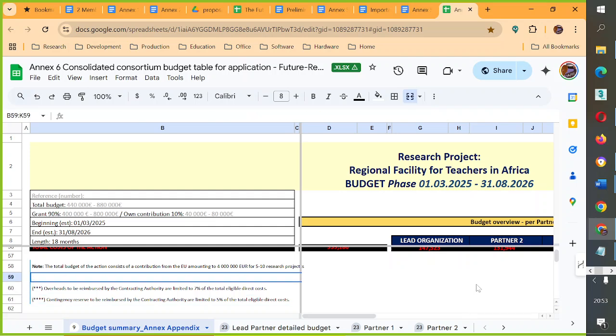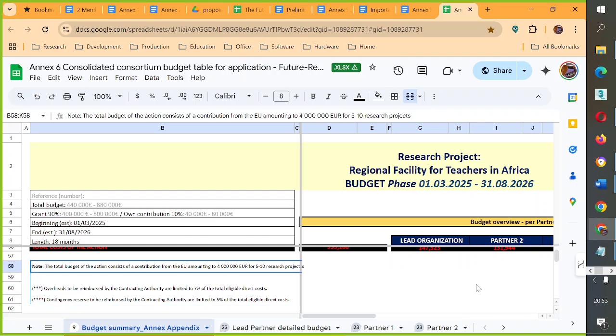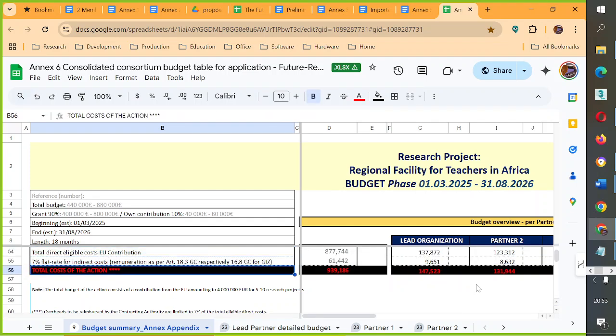I suppose the contracting authority is EDUFI. I suppose they're the ones. And they're saying they'll reimburse for contingencies. That means we have to keep receipts for that reimbursement up to a limit of 7% and 5%.